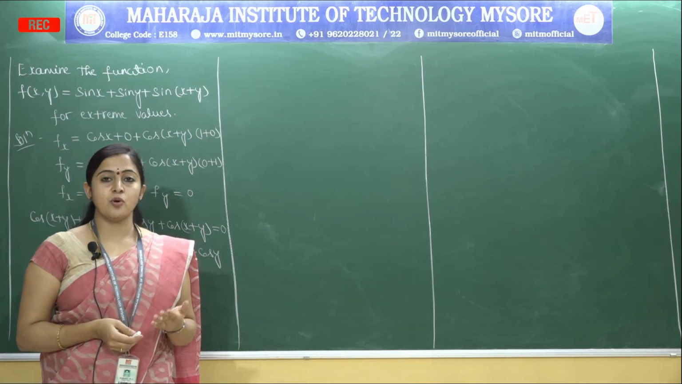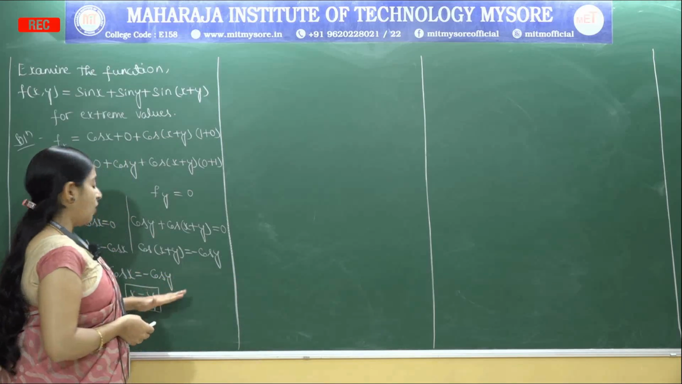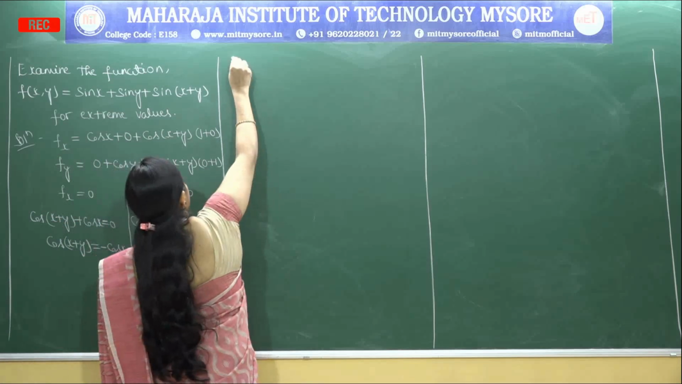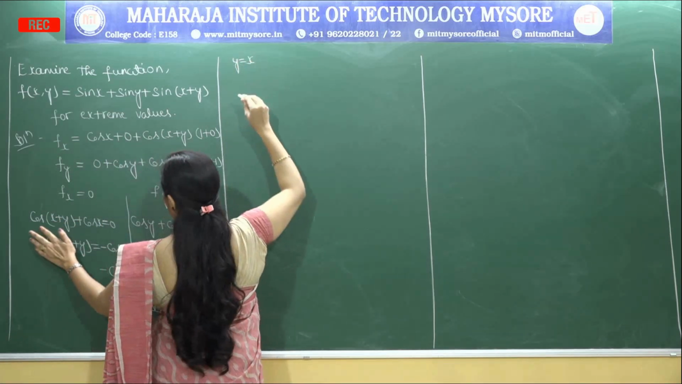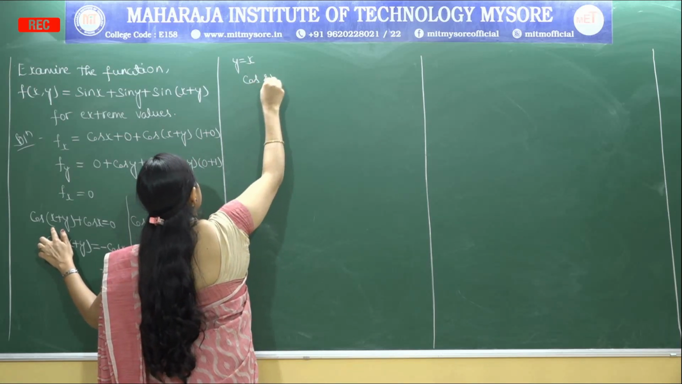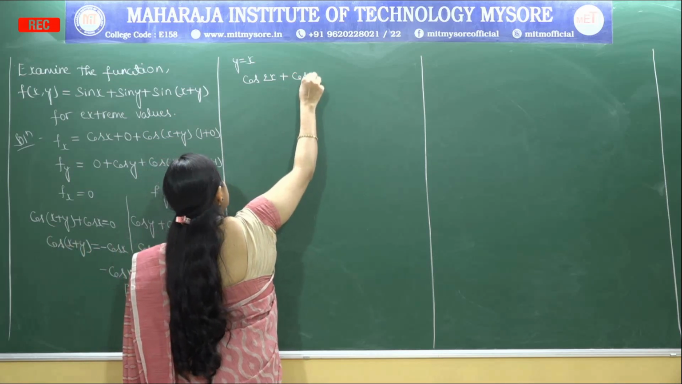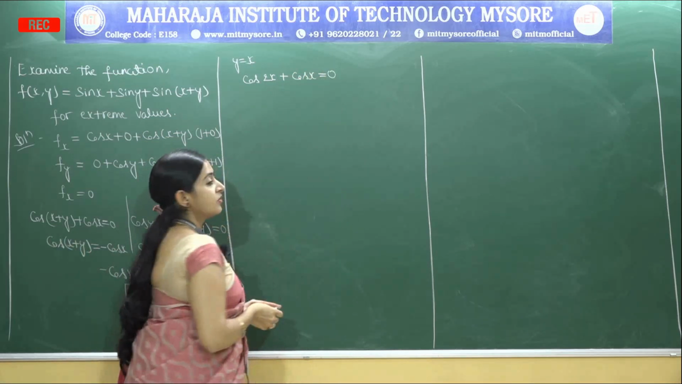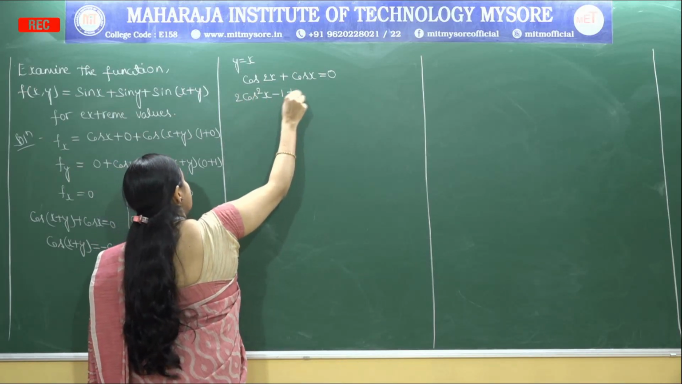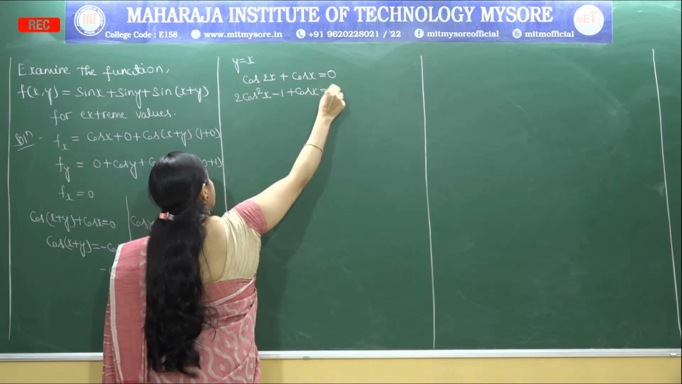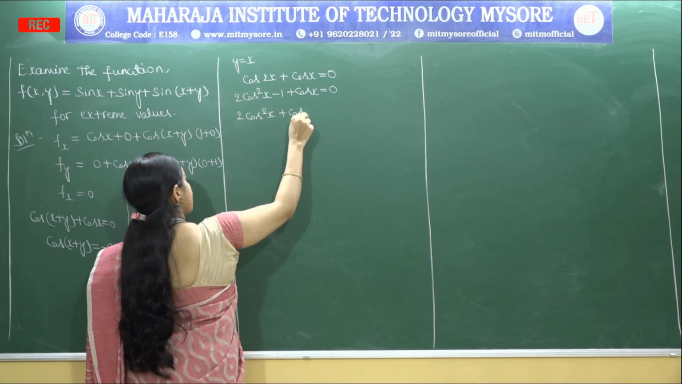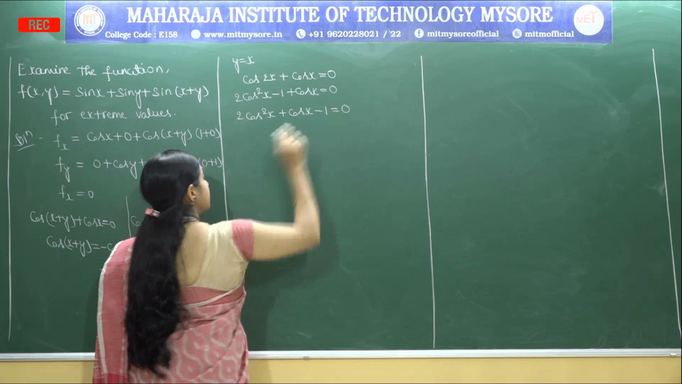Then to get the stationary points, substitute x equal to y or y equal to x into any one of these expressions. So I substitute y equal to x in the first expression. So for this expression, it is cos 2x plus cos x equals 0. You can write cos 2x as 2 cos square x minus 1 plus cos x equals 0. You can rewrite this equation, 2 cos square x plus cos x minus 1 equals 0.